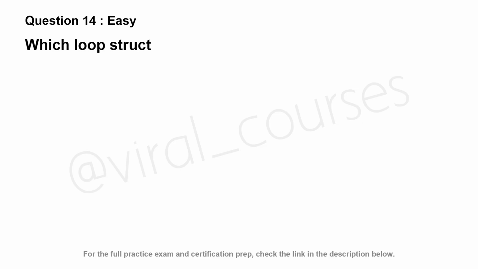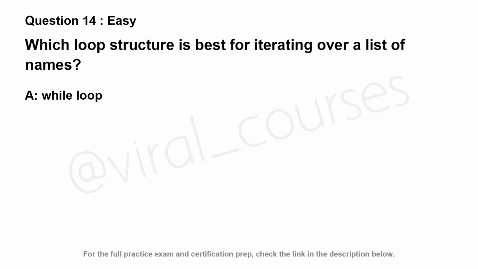Which loop structure is best for iterating over a list of names? Option A, while loop. Option B, for loop. Option C, if else. Option D, try except.